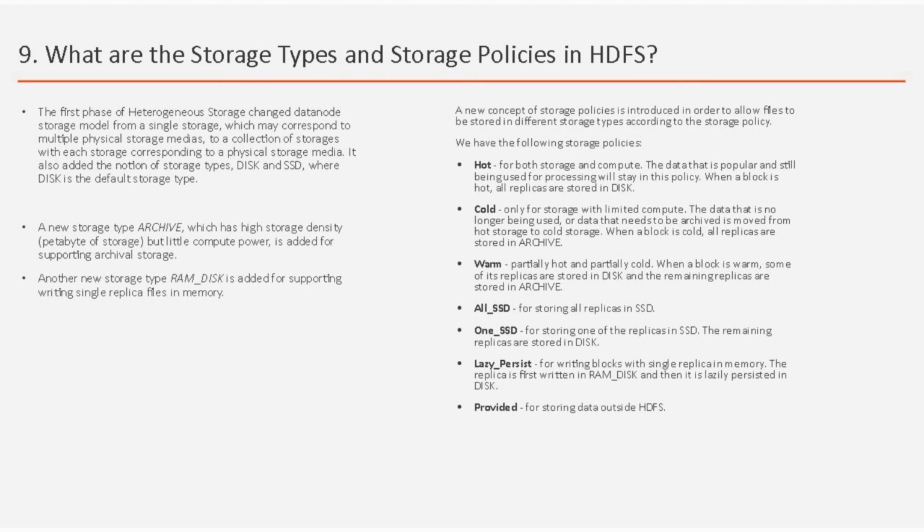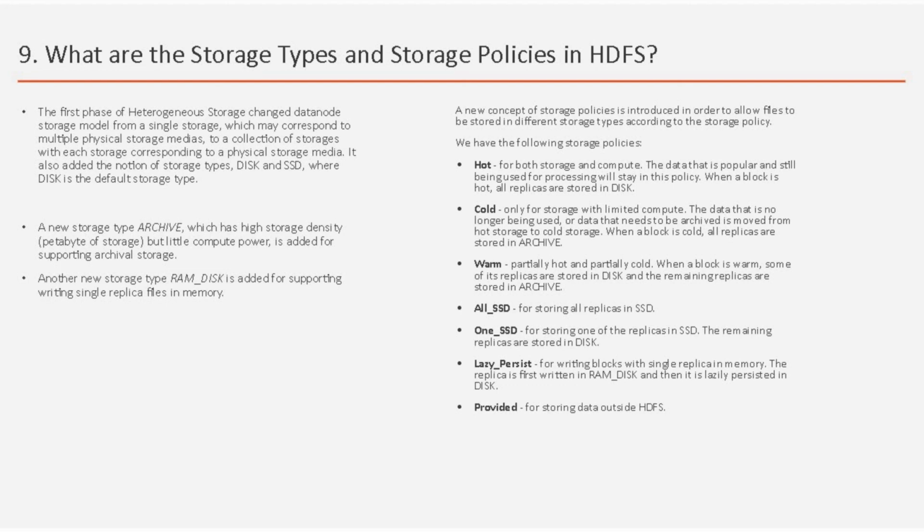So we have the storage policies like hot, which is used for both storage and compute, where highly available and frequently used data is kept in the hot storage. When a block is hot, all replicas are stored in disk. If it is cold, then all replicas are kept in archive. If it is warm, then some replicas are kept in disk and some are kept in archive. All SSD is for storing all replicas in SSD. One SSD keeps one of the replicas in SSD and the rest in disk.